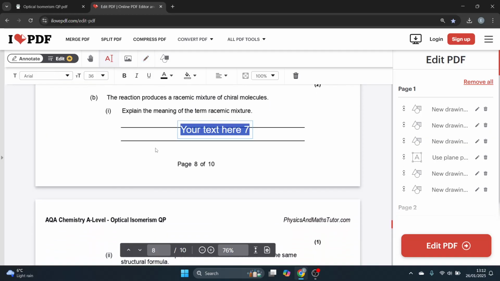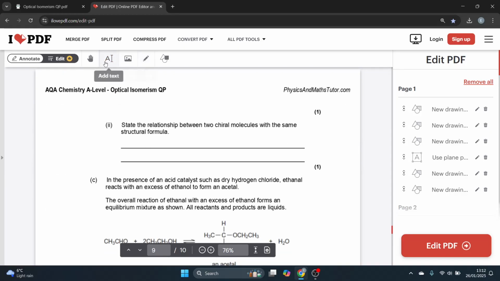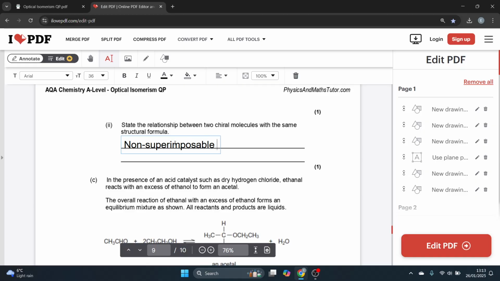Part B, explain the meaning of the term racemic mixture. So a definition question. Equal mixture of enantiomers / optical isomers. Part 2, state the relationship between 2 chiral molecules with the same structural formula. Non-superimposable mirror images. Again, this is just testing your AO1.